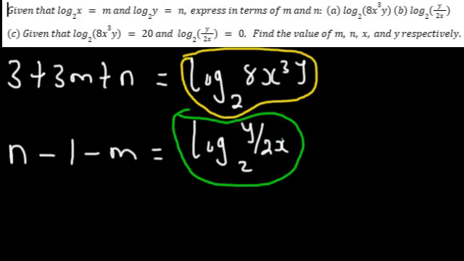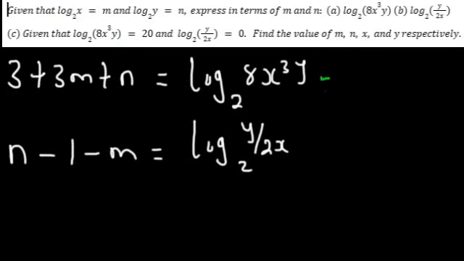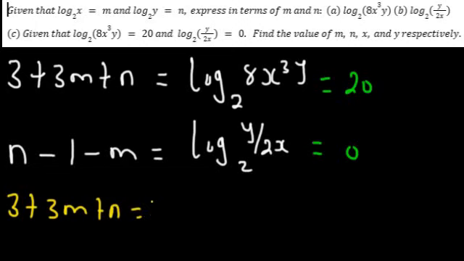So definitely, if that should be the case, it should be easier for us to solve for m and n simultaneously. So this is equal to 20 and this is equal to 0. So to make it short, let me write this out. Therefore, 3 plus 3m plus n will be equal to 20, and n minus 1 minus m will be equal to 0. Now, the next thing I would like to do in this case, let me actually try to break this into pieces for you to figure it out.